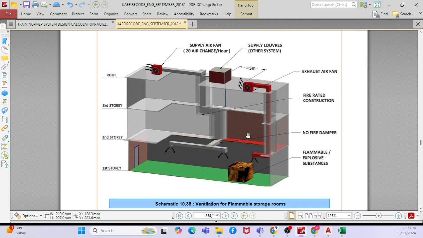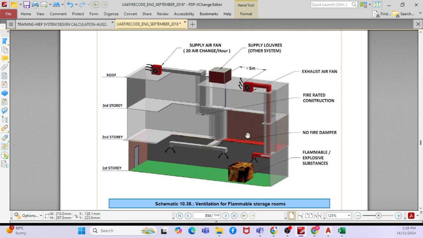The fan should actually be in a separate plant room, because normally for the makeup air you don't require fire rated ducting. But if you keep it in the flammable material room, then you have to go with all fire rated, and that will increase the project cost. So to reduce the cost, you can keep it away from the flammable material room and just supply it from outside.